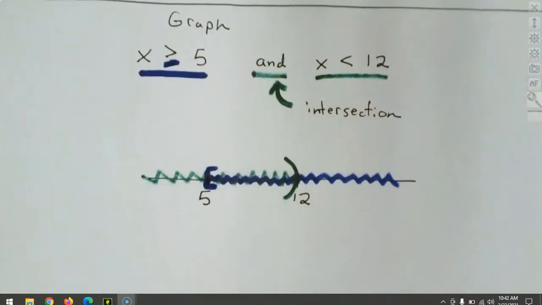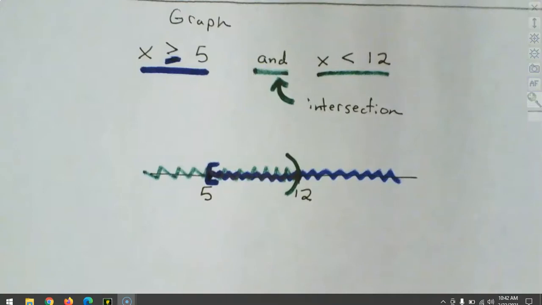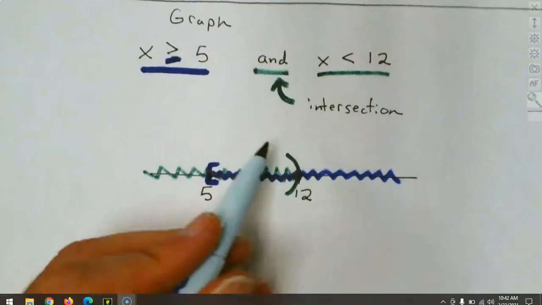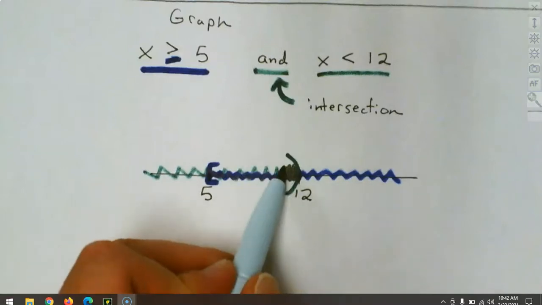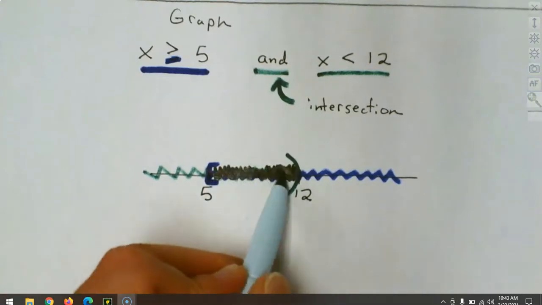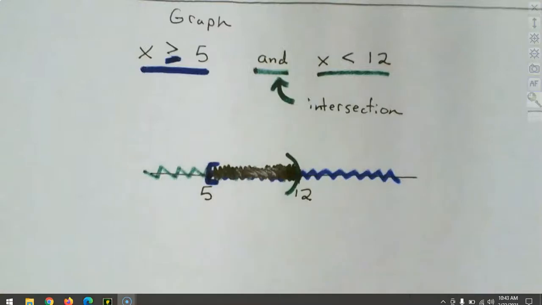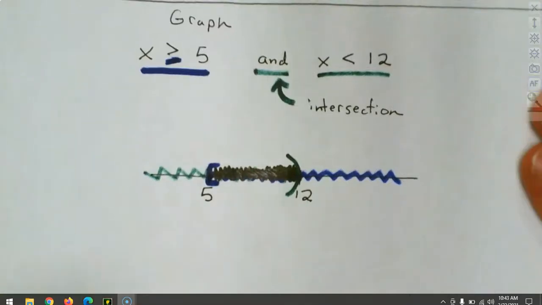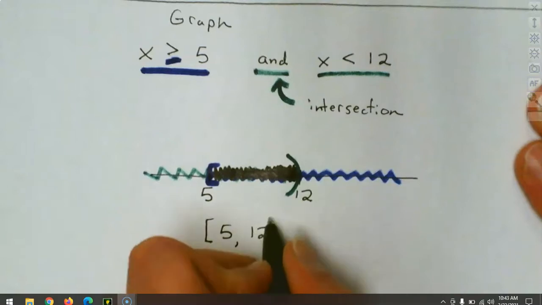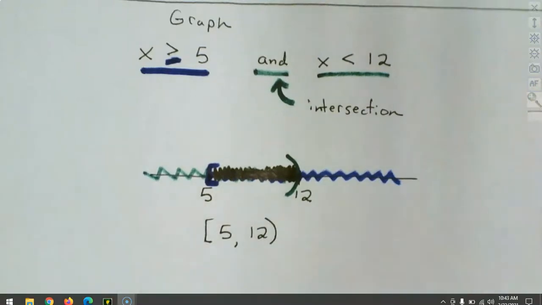Now, when we talk about the and, it is the intersection. And that means we're looking for where these overlap. And where do they overlap at? Well, we've got a blue line and a green line. It looks like they overlap right here, don't they? Right in the middle. This is where they overlap. And we want the overlap part. So then what would our answer be in interval notation? Well, our answer in interval notation would be 5 with square brackets to 12 with parentheses.